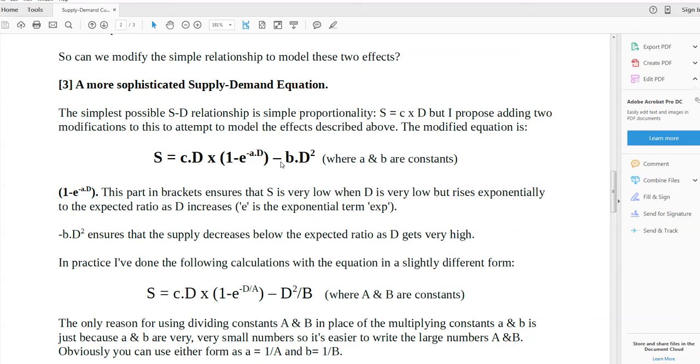So this is what gives you the curvature at the beginning of the graph. And then this negative term at the end is what makes the supply drop below the demand as the demand gets higher. So it's the demand squared. So this only becomes important at very high demand, but it means that the supply is dropping off as the demand gets higher. So that was my proposal for mapping the way supply changes with demand.